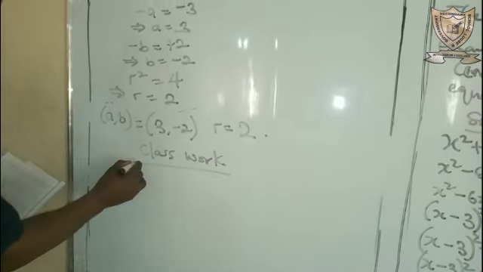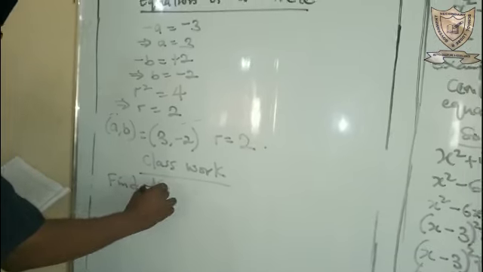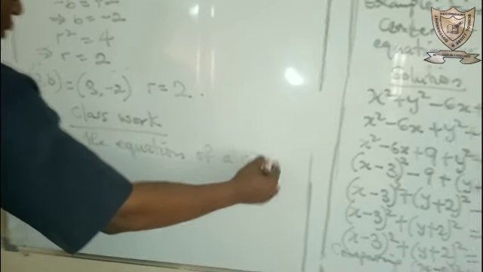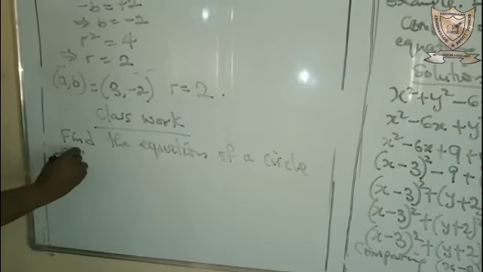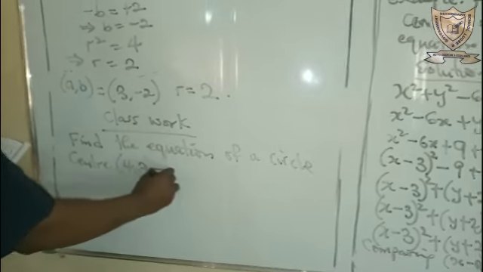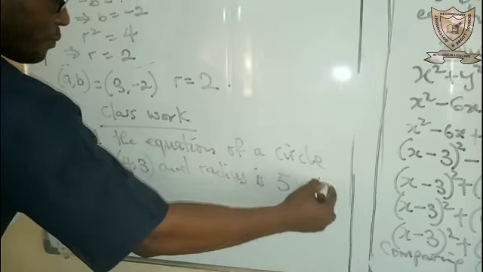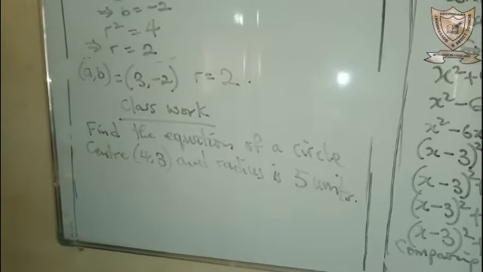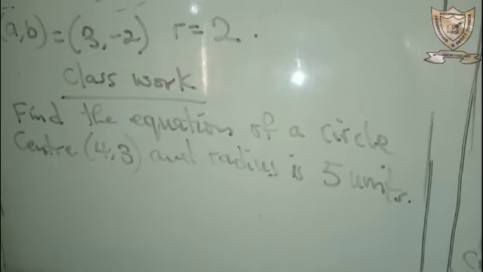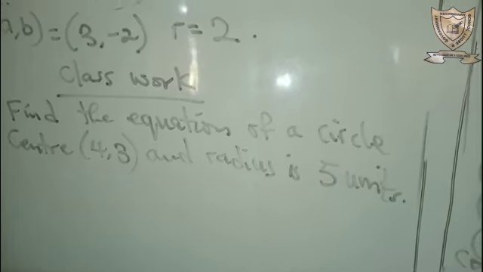Classwork: find the equation of a circle, center 4, 3 and radius is 5 units.